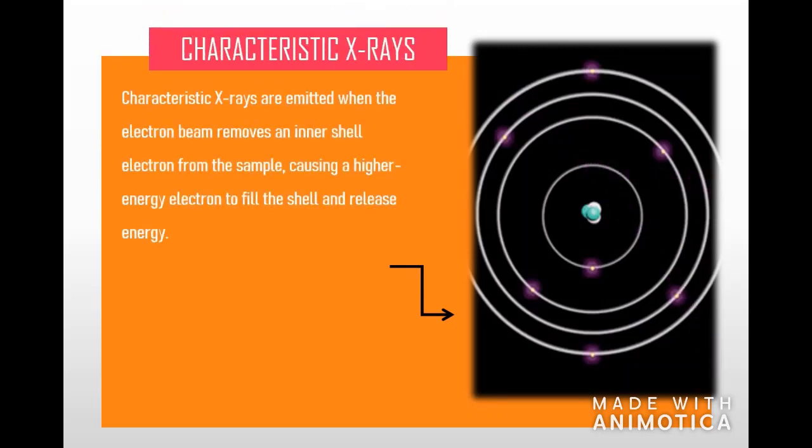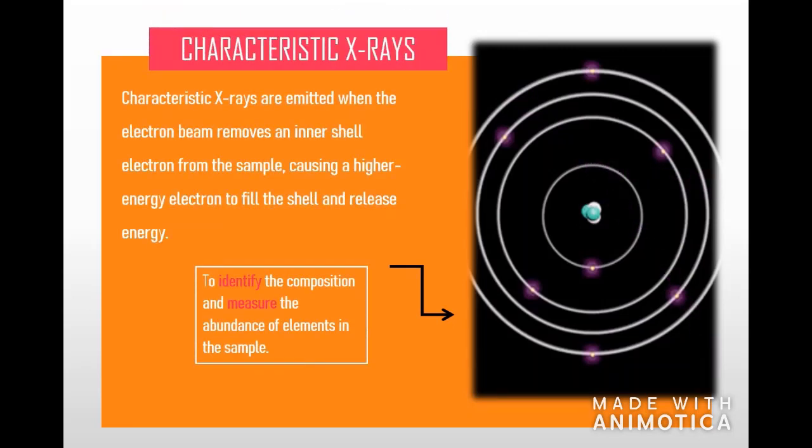Characteristic X-rays. Characteristic X-rays are emitted when the electron beam removes an inner shell electron from the sample, causing a higher energy electron to fill the shell and release energy. These characteristic X-rays are used to identify the composition and measure the abundance of elements in the sample.